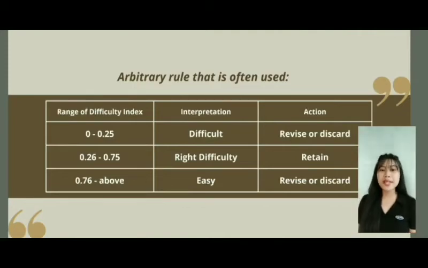Alright, so how do we decide on the basis of this index whether the item is too difficult or too easy? The following arbitrary rule is often used. As you can see on your screen, we have the range of difficulty index and its interpretation and action. If the answer in finding item difficulty is 0 to 0.25, the question is difficult and it either needs revision or we need to discard it. If it is 0.26 to 0.75, it is of right difficulty and you just need to retain the question. Now if it's 0.76 and above, then it's easy and it either needs revision or we totally discard the item.